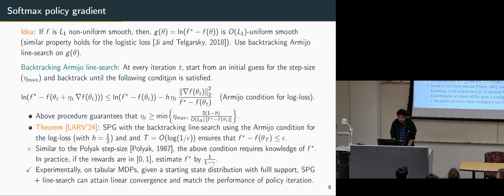Right. So if you choose this eta max to be very large, it does backtrack. So it won't just converge in one shot, you do see it backtracking. But if you set 1 over eta max to be like 10 to the 5, for example, it just hits it in one shot. So in that case, it is very similar to policy iteration.